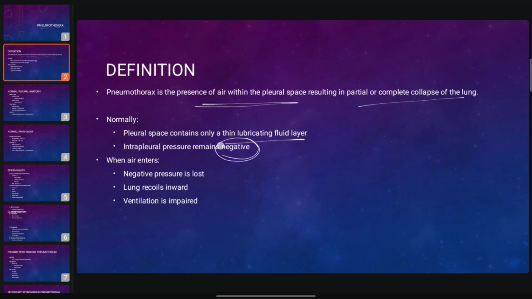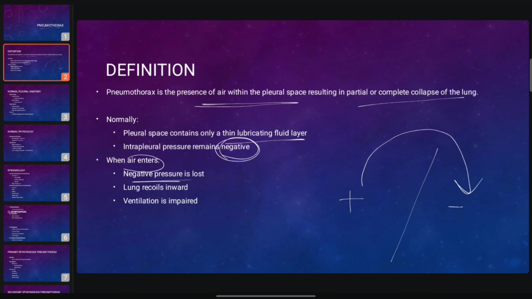intrapleural pressure, which is a negative intrapleural pressure. This negative intrapleural pressure is basically the cause of inward movement of the air into the lungs. When the air enters, this negative pressure is lost. There is a negative pressure in the lungs and the positive pressure in the environment. That is why the air moves from positive to negative pressure.